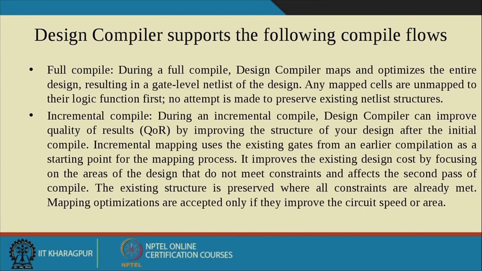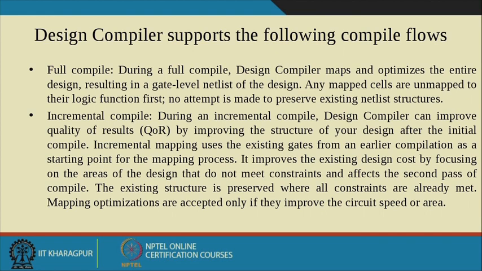In incremental compile mode, it improves the quality of results. First it does the initial compile, so the compilation is done in steps. Incremental mapping uses the existing gates from an earlier compilation as a starting point for the mapping process. It improves the existing design cost by focusing on the areas of the design that do not meet constraints, and affects the second pass of the compile. The existing structure is preserved where all constraints are already met. Mapping optimizations are accepted only if they improve the circuit speed or area.